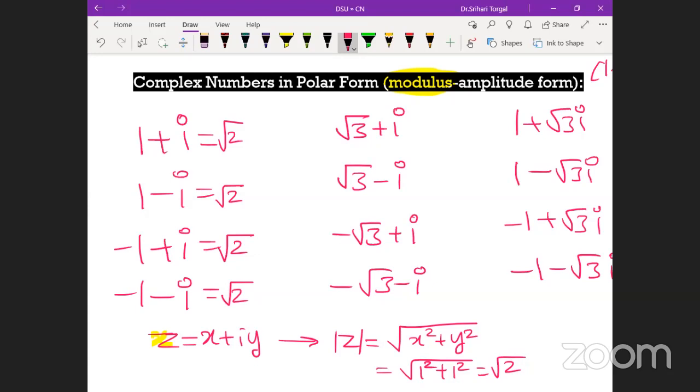If there is a small change in the sign, that will not affect the modulus. It may contain 1 or minus 1, anything, no problem. 1 1, 1 minus 1, minus 1 1, minus 1 minus 1. It can be anything like this. Is that okay?